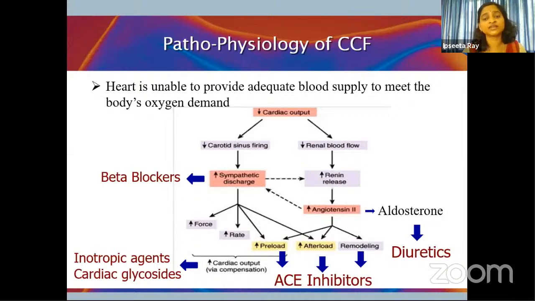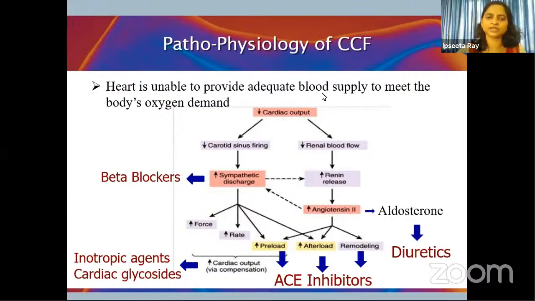So the various drugs which are used in congestive cardiac failure basically target these abnormalities. There's a sympathetic discharge, so we'll use beta blockers which reduce the heart rate. Angiotensin 2 is elevated, and this has detrimental effects because it increases the preload, afterload, and the workload on the heart. So you will use the ACE inhibitors. At the same time, there is increase in aldosterone which causes sodium and water retention. So diuretics are used.